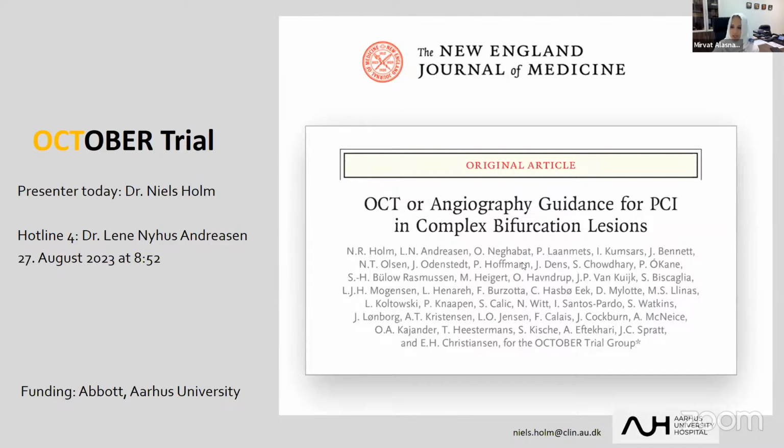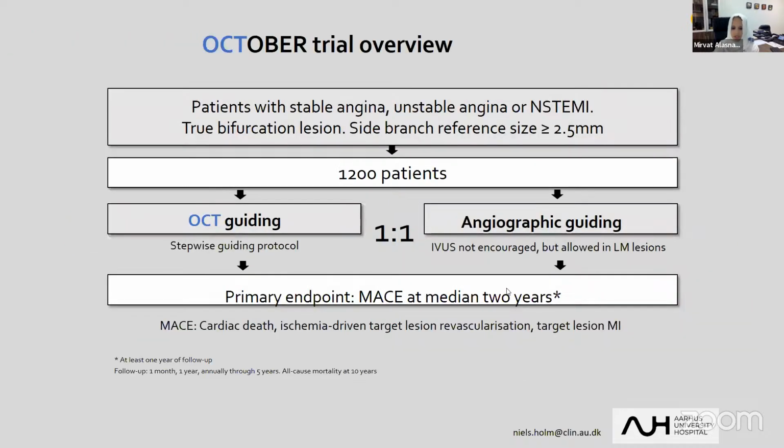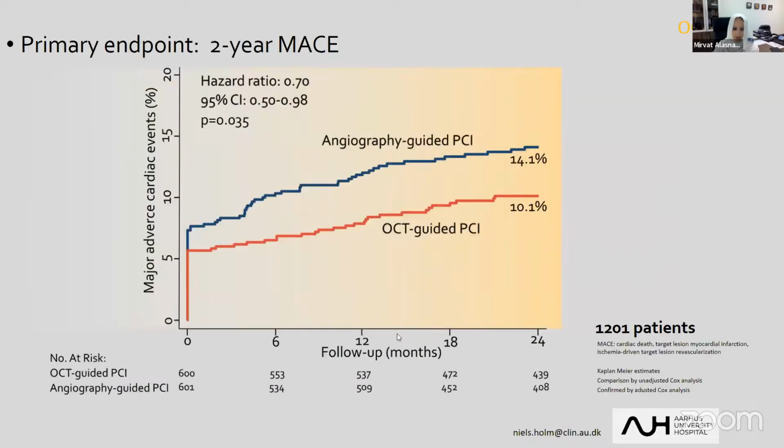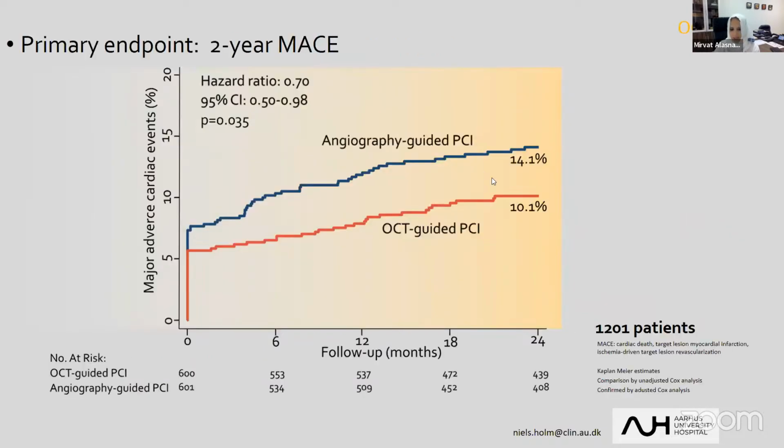Moving very quickly now to some of the OCT evidence. So the October trial, this was again presented at ESC about a year ago in October last year. They looked at complex patients who had bifurcations and had OCT guidance compared with angiography guidance alone. And it was 1-to-1 randomization. They looked at MACE at 2 years, defined by cardiac death, ischemia-driven revascularization, and target lesion MI. And again, you see a very significant difference between angio alone and OCT guided PCI in over 1,200 patients.